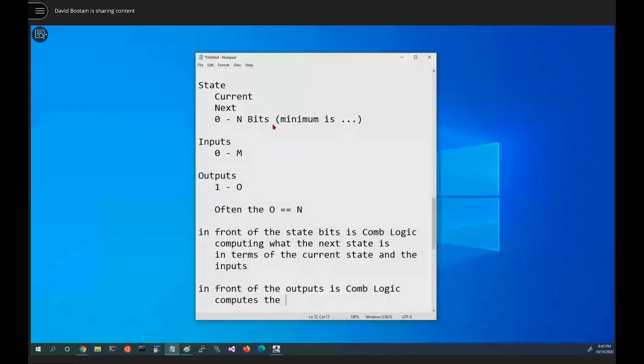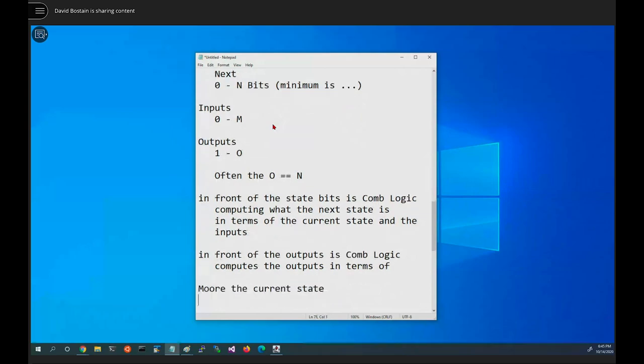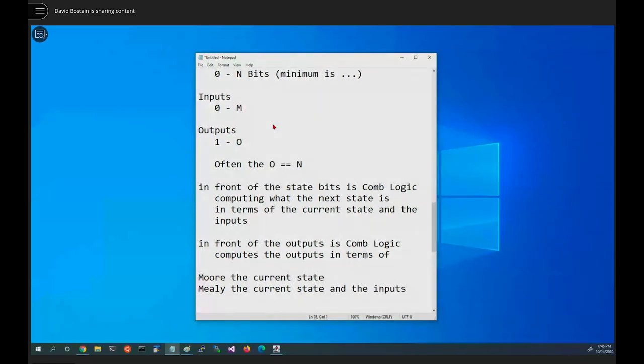It computes the outputs in terms of, now, Moore machine, the current state. Mealy machine, current state and the inputs. We have one difference right there between a Moore and a Mealy. The Mealy can change its outputs without changing state.